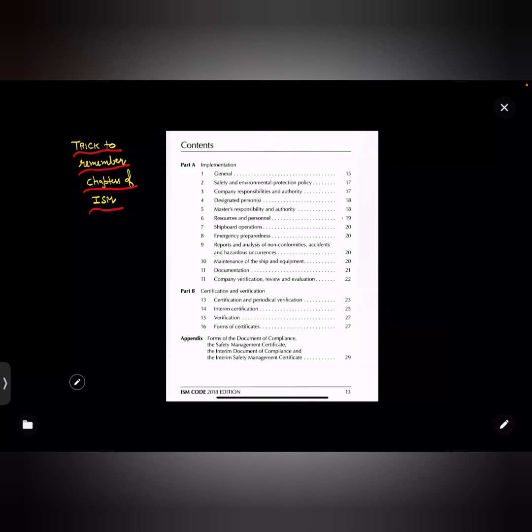Now, sometimes the surveyor asks, can you tell me the content of the ISM code? It becomes very difficult to remember all these chapters, especially the part A chapters, which are very important to the surveyor. I will give you a trick to remember these chapters of ISM. So I'm going to tell you a story, and if you remember this story, you can easily remember the chapters in crunch examination situations.